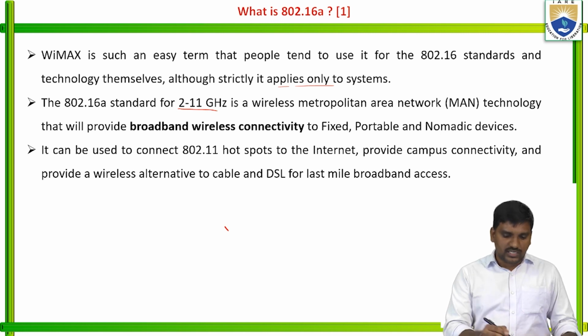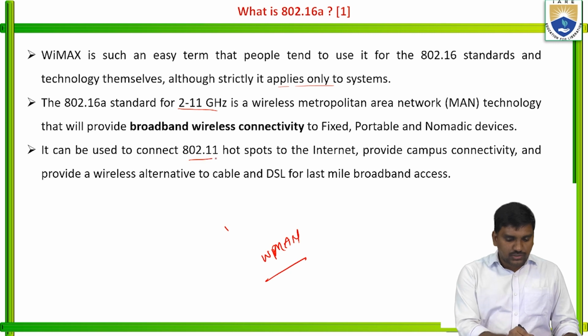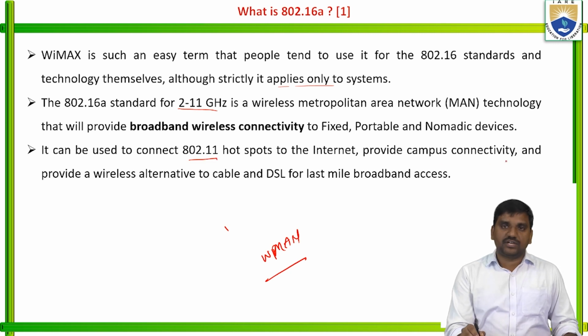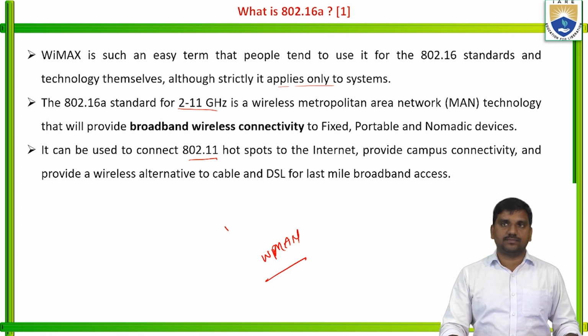We already know it belongs to wireless metropolitan area network within the range of 2 to 11 gigahertz. It can be used to connect 802.11 hotspots to the internet, which belongs to Wi-Fi, provide campus connectivity, and provide a wireless alternative to cable and DSL for last mile broadband access. These are some of the limitations of WiMAX in terms of 3 sentences.